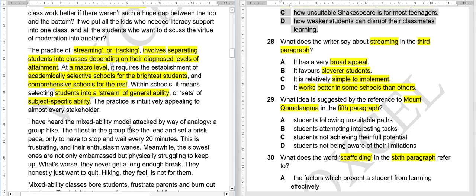The practice is intuitively appealing to almost every stakeholder. So even the parents will think that this practice is good for their children. Why? Because they will be able to understand better. If they are in the same level of class with other students, they will not feel inferior. If there are more intelligent students in class, you may feel inferior to them, because you might need more time to understand a particular question, or you may need the teacher to explain it two or three times for you to understand it. So you may not feel inferiority in these kinds of classes. I hope it is clear.